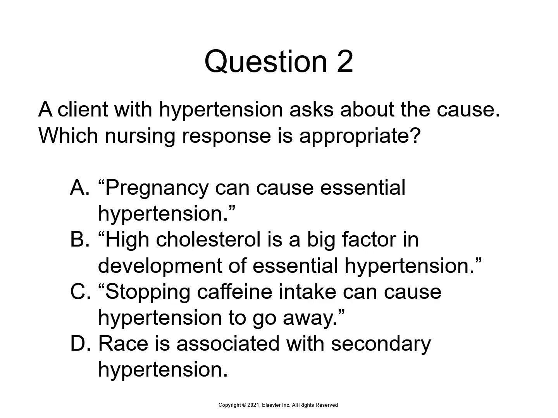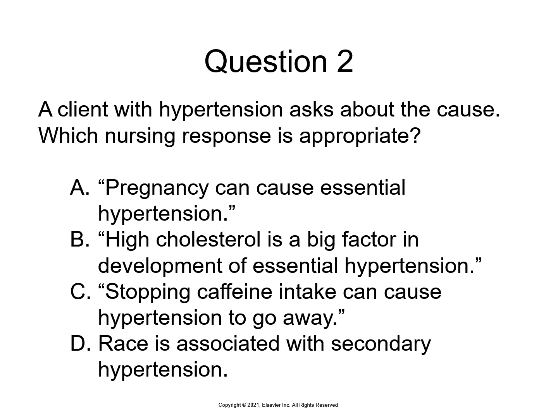So now you have a client with hypertension. They say, well, what's caused this? What's wrong? Well, pregnancy can cause essential hypertension. Is that correct? High cholesterol is a big factor in the development of essential hypertension. Stopping caffeine intake can cause hypertension to go away. Race is associated with secondary hypertension. What is your answer here?